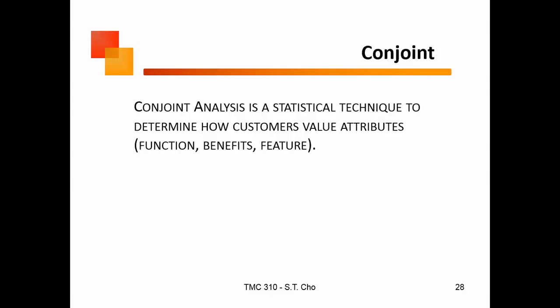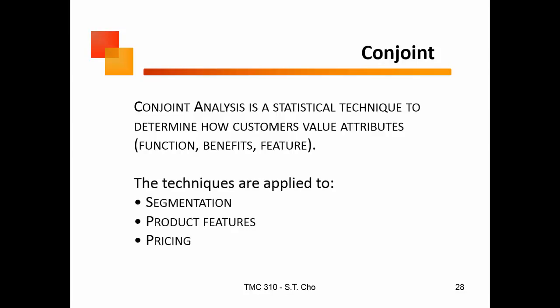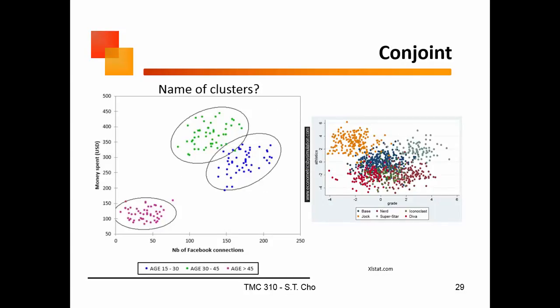Conjoint analysis is a statistical technique that tells me how customers value attributes. And as you can imagine, if I can figure out what variables are important to my customer, I could use it for segmentation, I could use it for product, and I could figure out in terms of pricing what things I should emphasize.